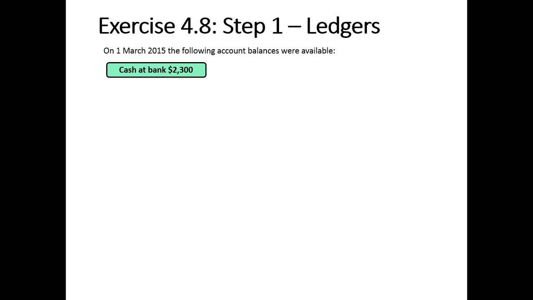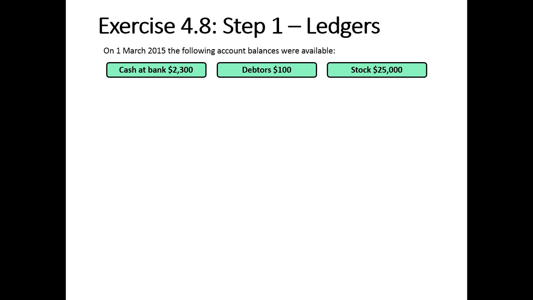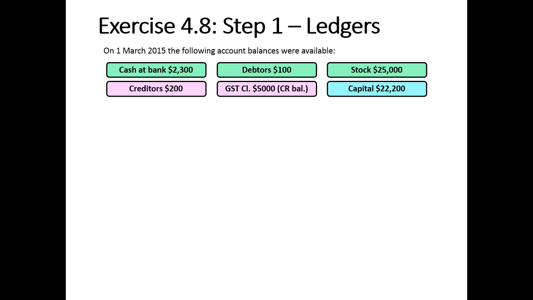In 4.8 we've got on the 1st of March some opening balances which we haven't dealt with before. So the first one, we've got three assets: cash at bank, debtors and stock. Then we've got creditors and GST as liabilities, and that leaves capital as our owner's equity account.